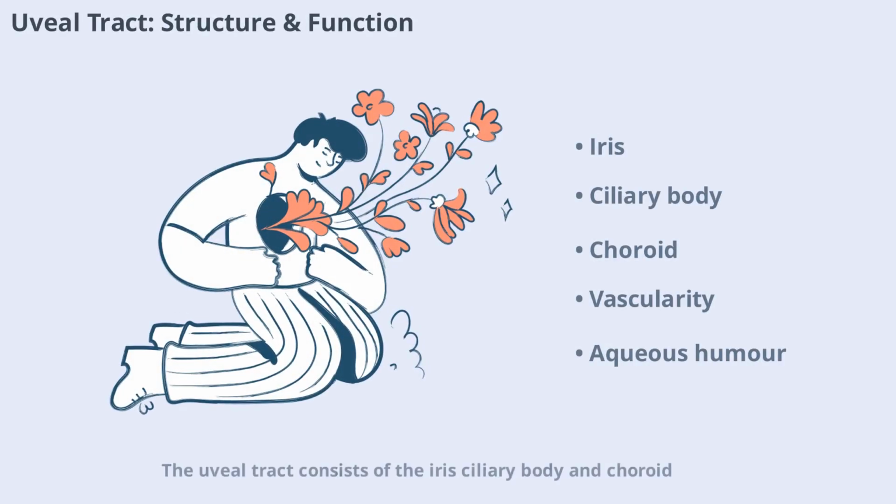The uveal tract consists of the iris, ciliary body, and choroid, forming the anterior and posterior uvea. It is highly vascular and responsible for antibody formation, making most affections allergic in nature. The ciliary processes secrete aqueous humor, providing nutrition to the lens and cornea. Understanding the uveal tract's anatomy and function is essential for diagnosing and managing its diseases.